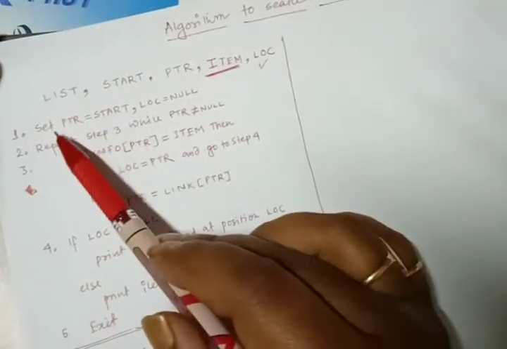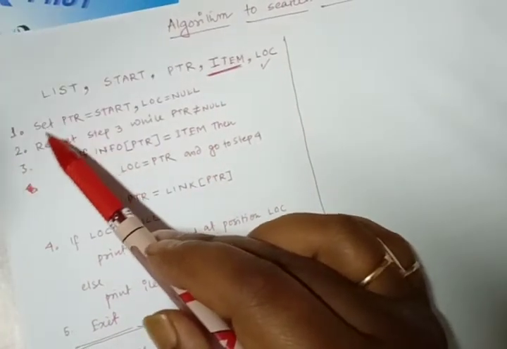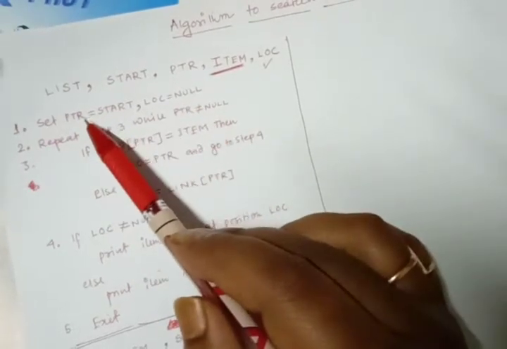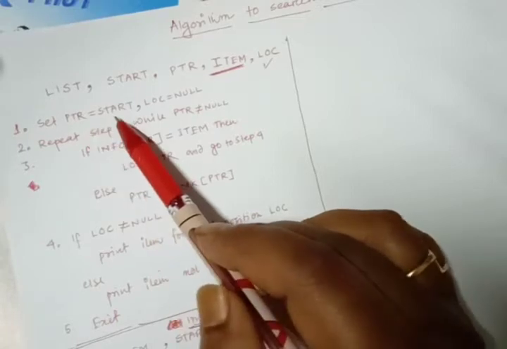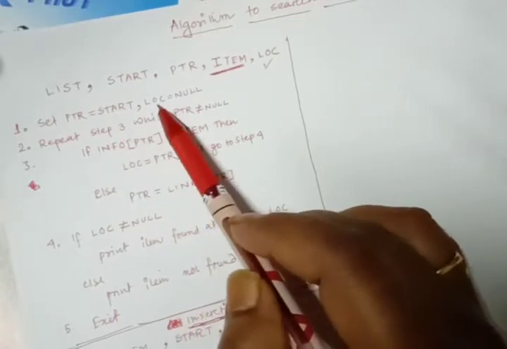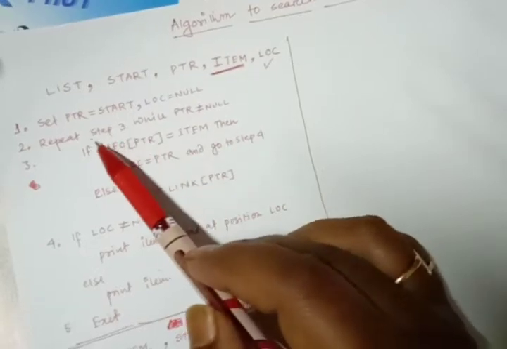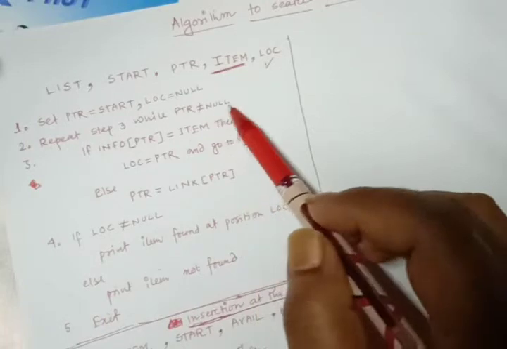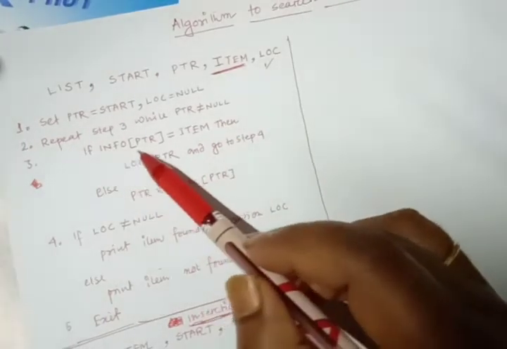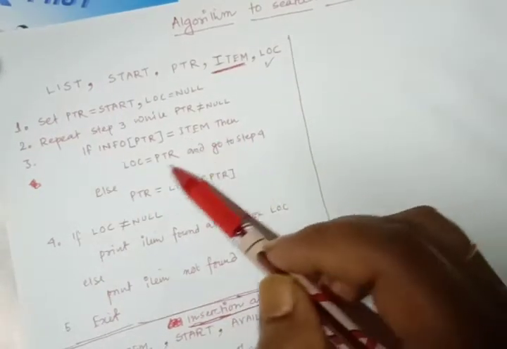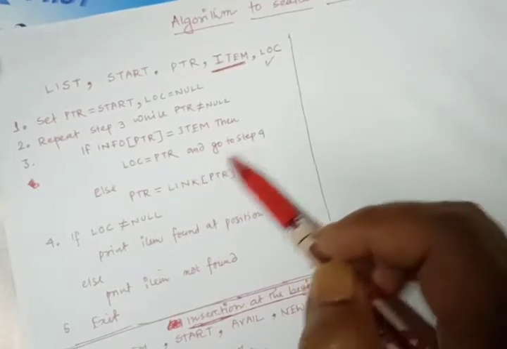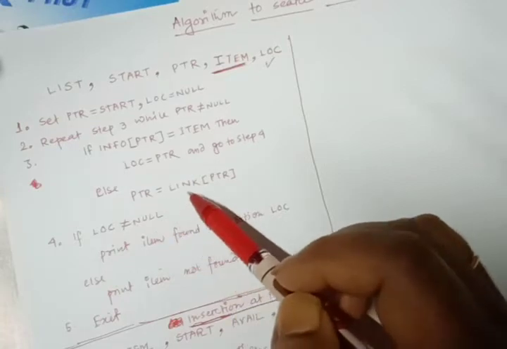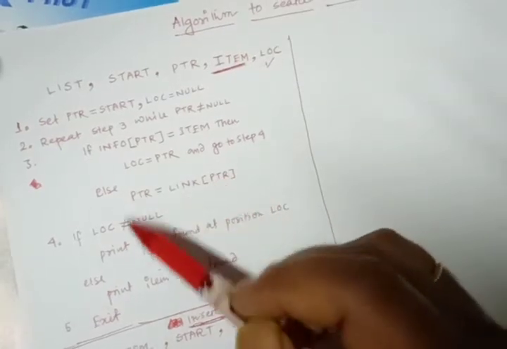The first step is set PTR equal to START and LOC equal to null. So we initialize the pointer variable PTR with the starting address of the list and LOC equal to null. Then we repeat step 3 while PTR is not equal to null. If INFO[PTR] equals ITEM, then LOC equals PTR and go to step 4. Otherwise we execute this step: PTR equals LINK[PTR].